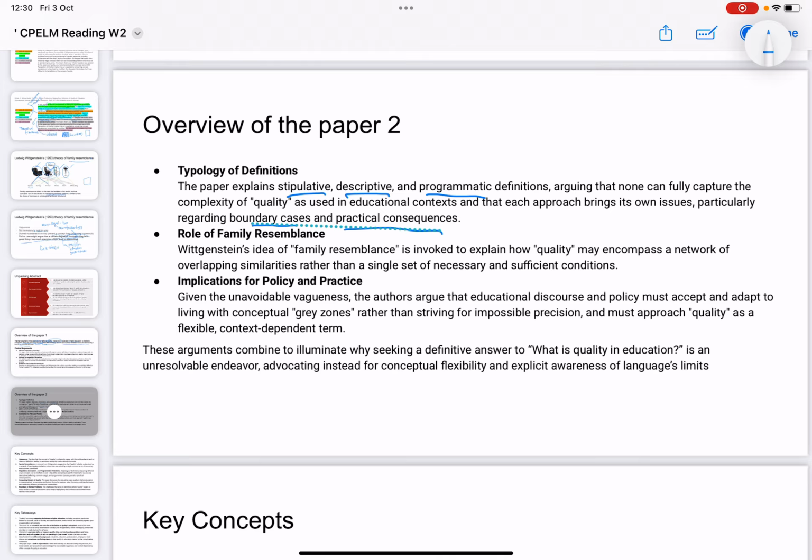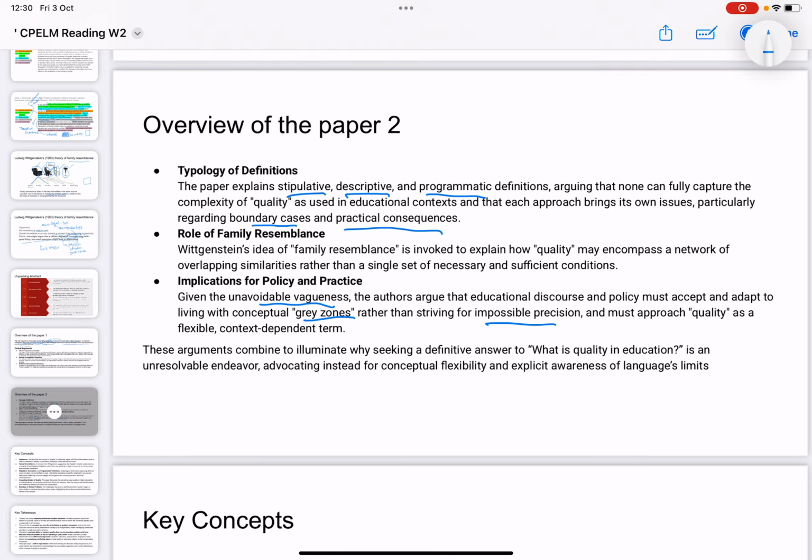Of course, then there's also implications for policy and practice. Given the unavoidable vagueness, the authors argue that educational discourse and policy must accept and adapt to living with conceptual gray zones rather than striving for impossible precisions. And I think that's what's happening right now. We are trying to get into this whole precision education governance, and we're trying to put everything in a box. And I think this whole thing is being exported to education. It comes from the field of medicine actually.